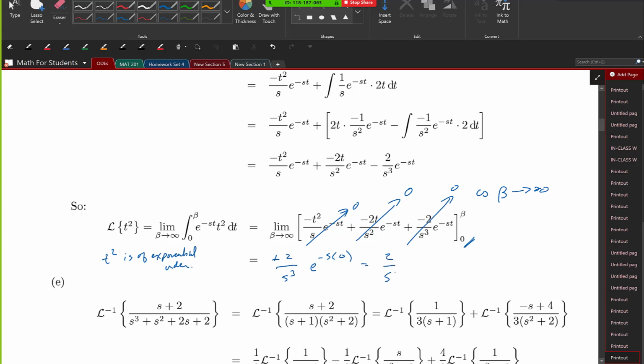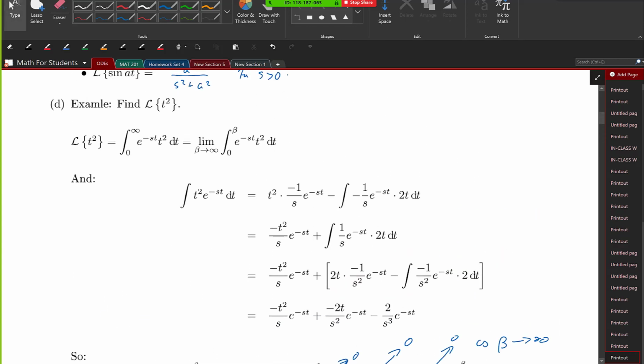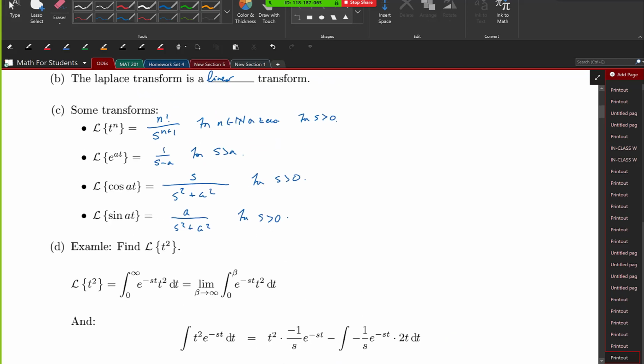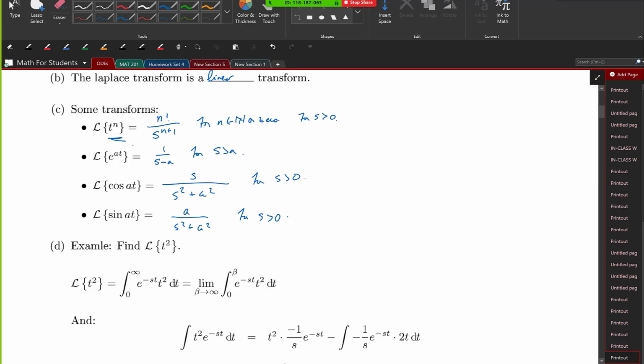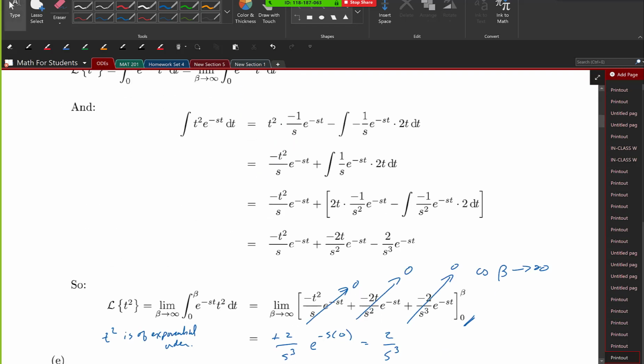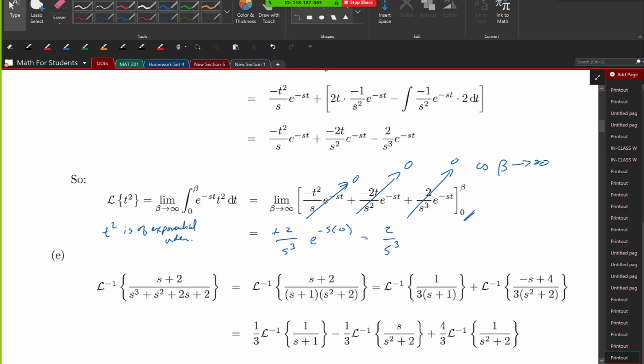And already you can see how that fits into the formula we had up here for the Laplace transform of t squared. It would be 2 factorial over s cubed, and that's precisely what we get when we do the integration by parts, in this case twice.